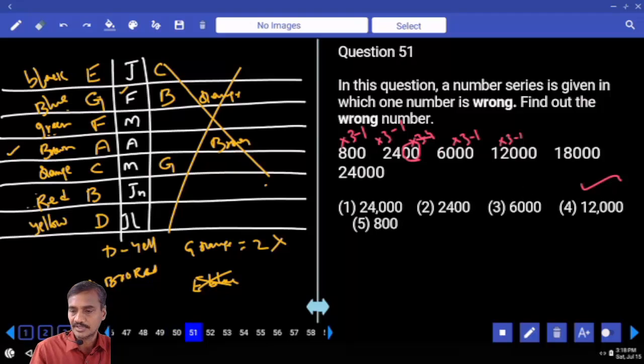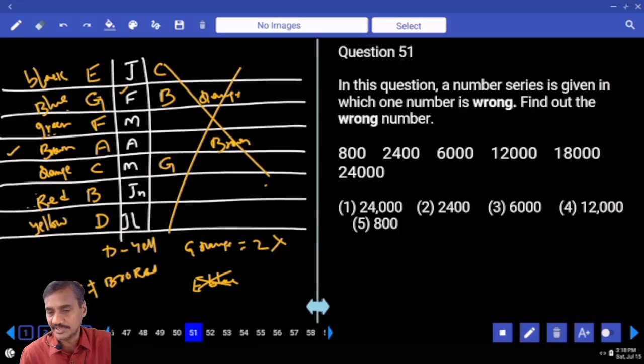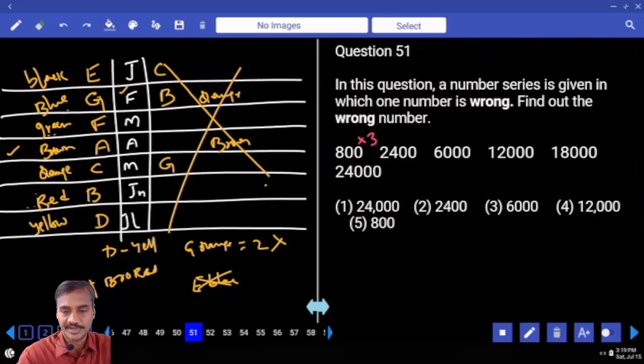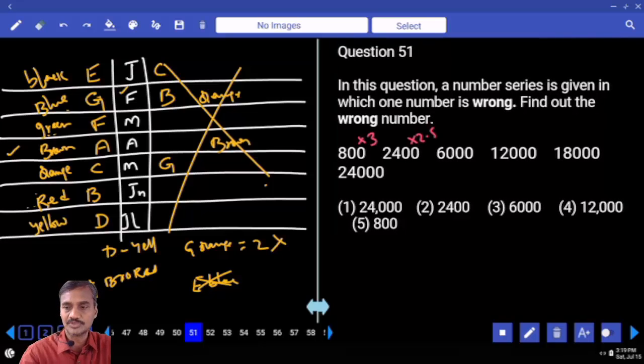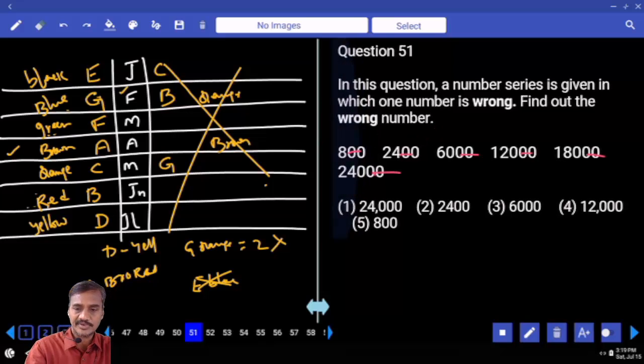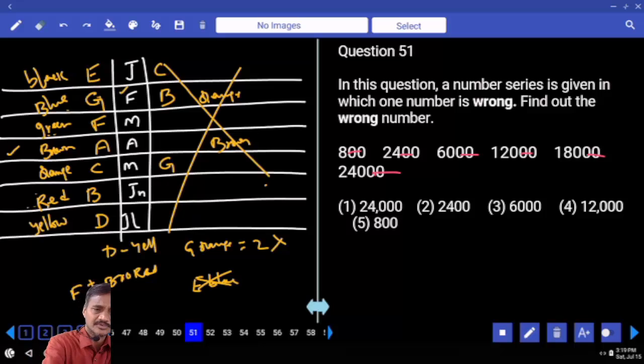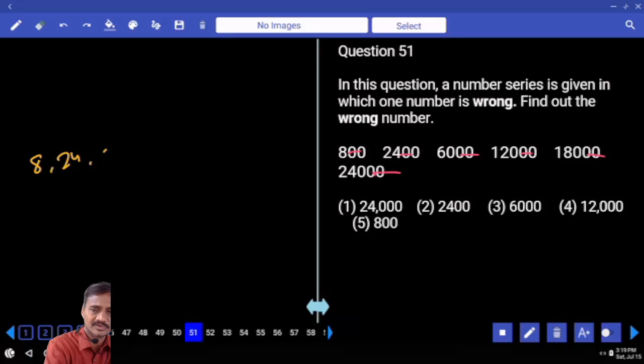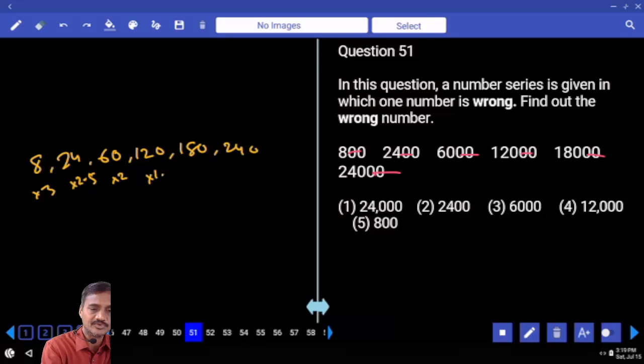Then 51. Now in this, the number starts with 8, 800, and it has been increased to 24,000. Then 800 into 24 and into 3, and the next one 2400 into 2.5. Now follow, and remove 2 zeros. Remove the 0s. Then what are the numbers left over here? 8, 24, 824 and 60, 120, 180, 240. Then 8 into 3. Now this is into 2.5, into 2, into 1.5.